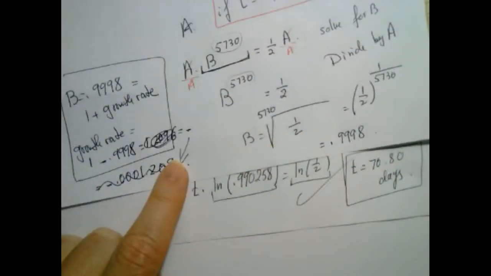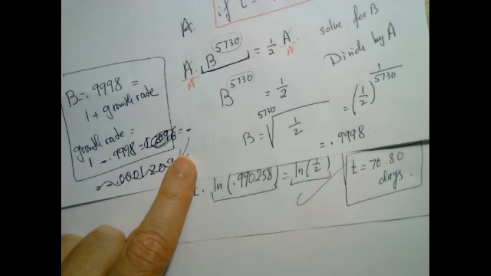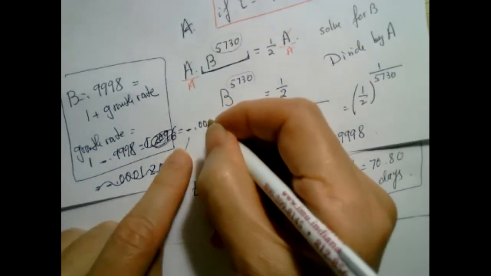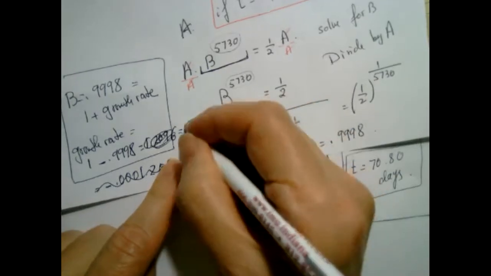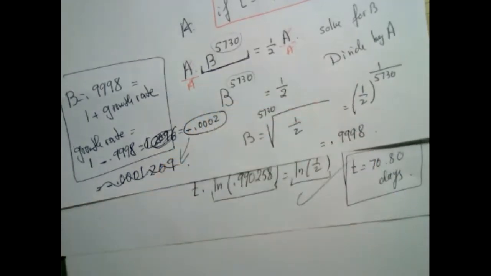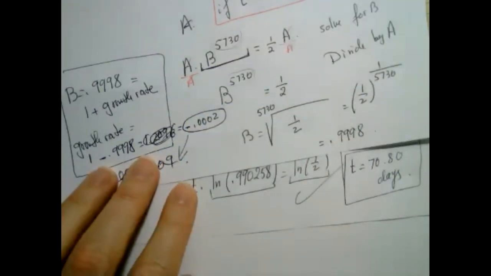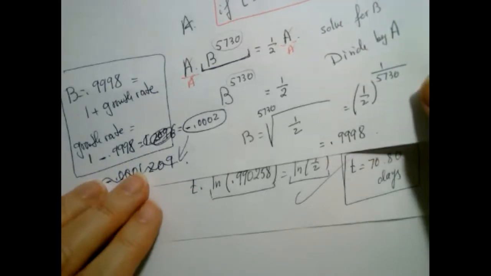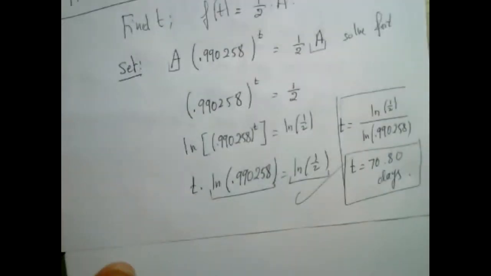So it should be minus 0.0002. Okay, thank you. Sorry about that. I have no idea what I did. That's why I want you to work with me. So if I did any mistake, you guys will help. Okay, thanks, Alicia. All right.